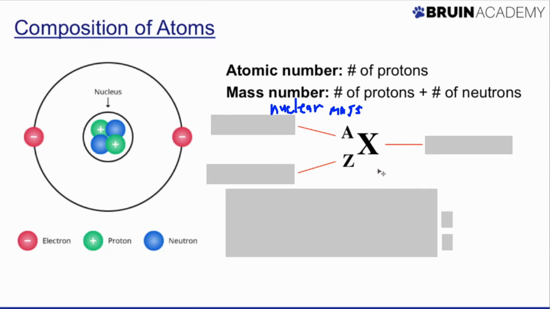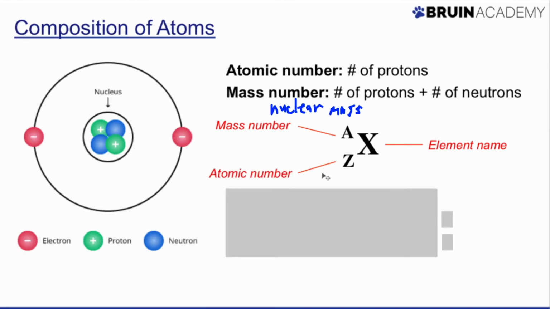Okay, so this right here is a convention you should be familiar with when you do some practice problems. There's an A, X, and Z. So what do these represent? First, the X just represents the element name, for instance helium, carbon, nitrogen, etc. A up here always represents the mass number, so this is the number of protons and neutrons. Z represents the number of protons, the atomic number. So naturally, you can figure out the number of neutrons by taking the mass number minus the atomic number, and that will get you the number of neutrons.